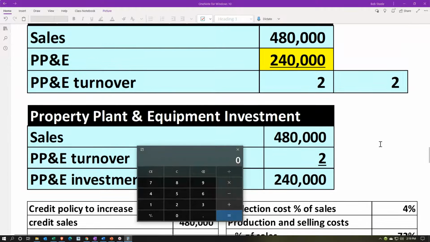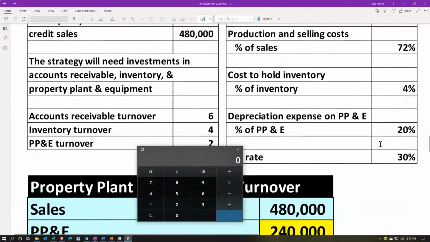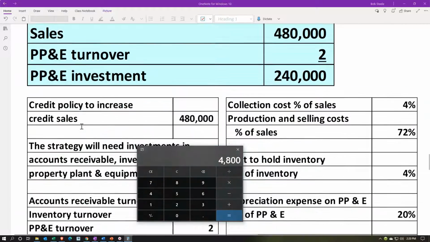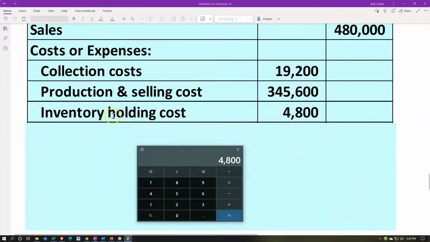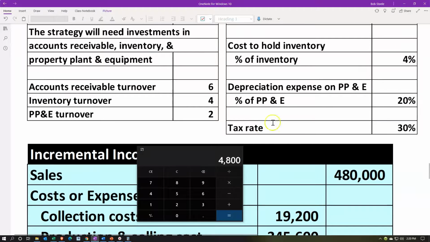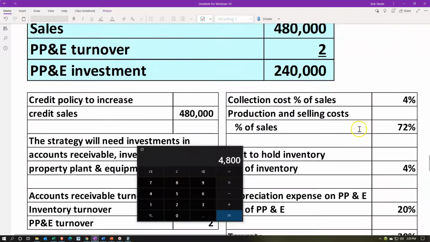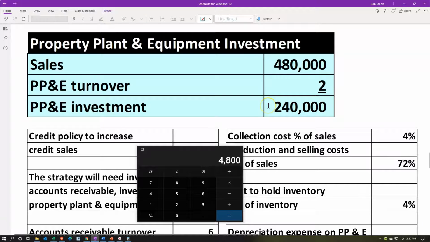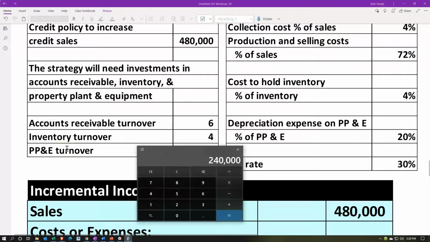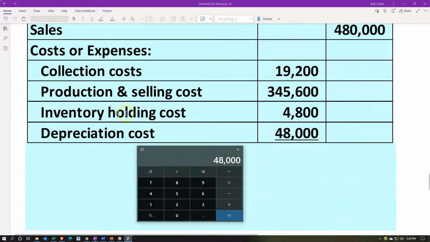So up top we said, all right, the inventory was up top here at the 120. So 120,000 times 0.04 is going to give us a cost of 4,800. And then the depreciation is going to be 20% of the PP&E. So we had an increase in the PP&E we calculated at the 240. So 240,000, we're going to allocate the cost in the form of depreciation, 20% here. So times 0.2 or 20%, that'll give us the 48,000.